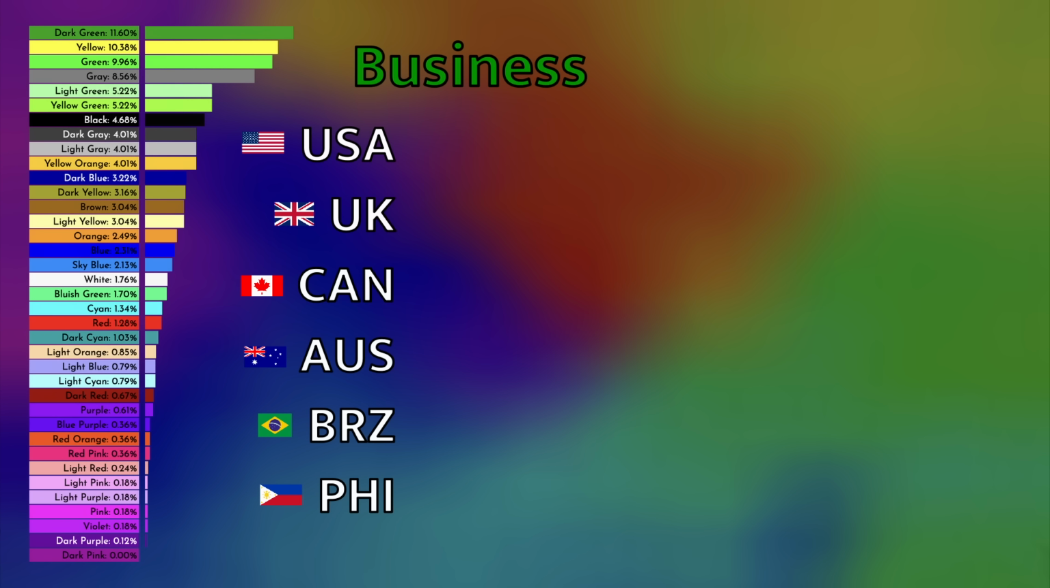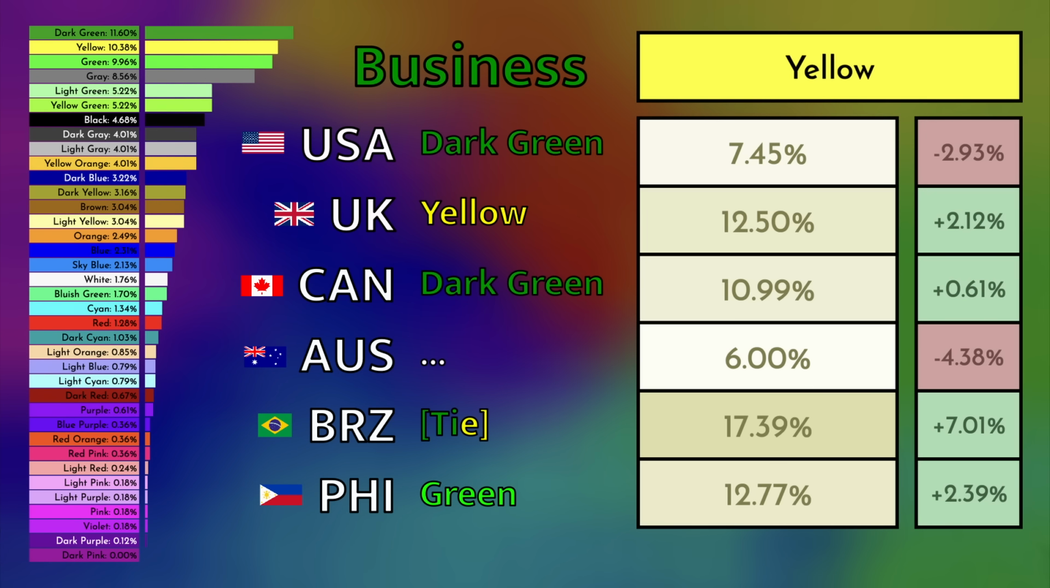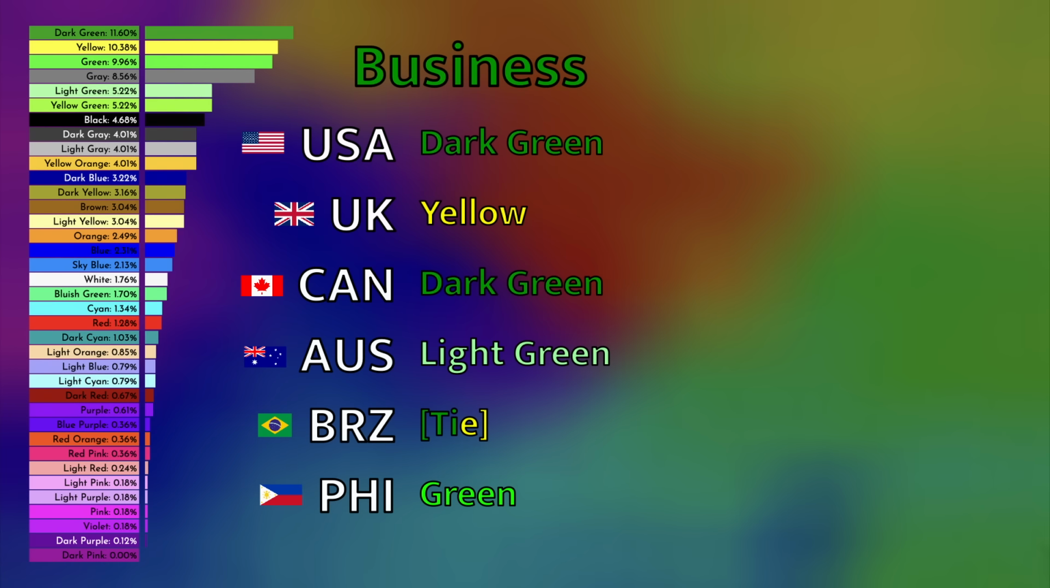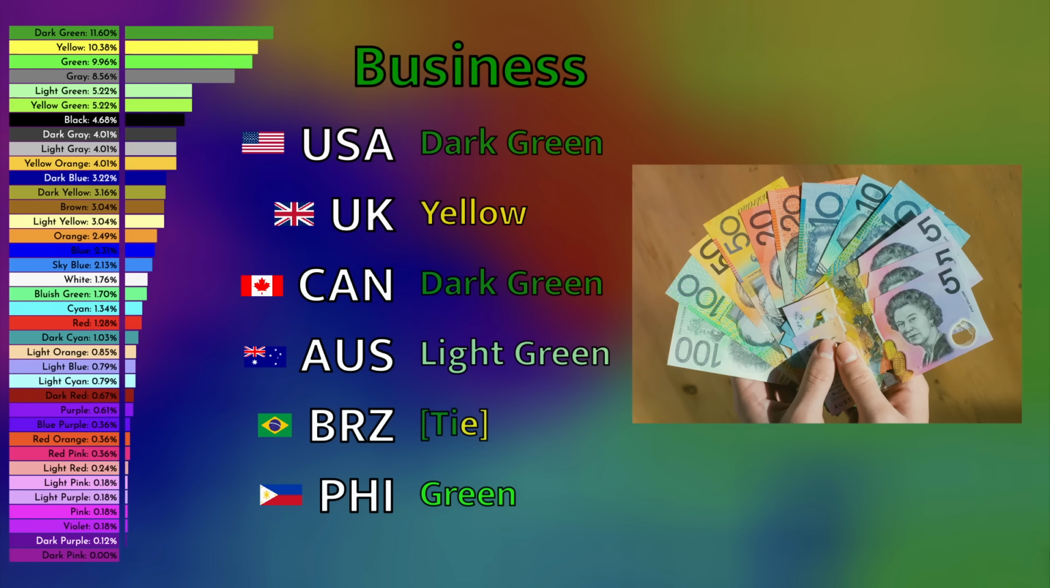Starting with business, nearly every country chose dark green or yellow, which were the top 2 submissions, except for Australia, which chose light green, which was all the way down in 5th in the overall poll. I hypothesized this was because Australians had light green dollar bills, but no, Australian money is super colorful, so I actually don't know.